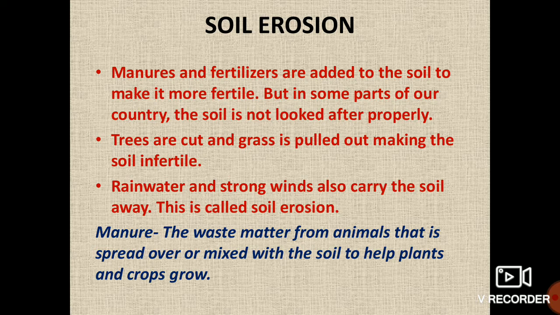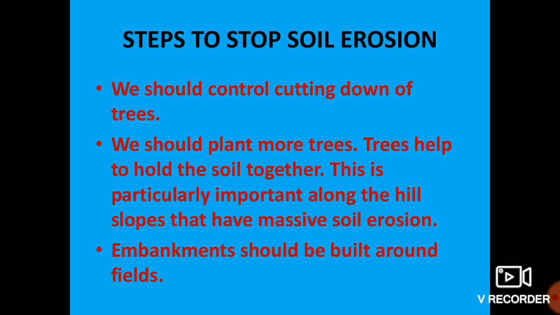Manure, we have done: the waste matter of the animals that is spread over or mixed with the soil, which helps the plants and crops to grow. How can we stop soil erosion? The steps to stop soil erosion. We should not cut down trees. We should stop or control the cutting down of trees.